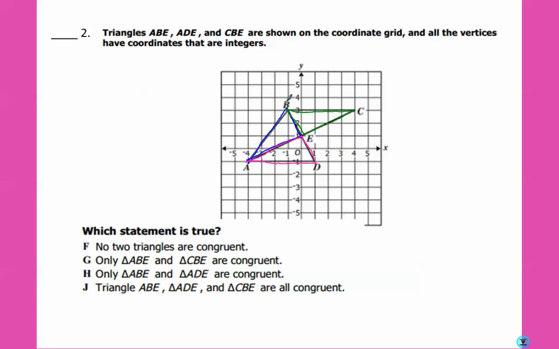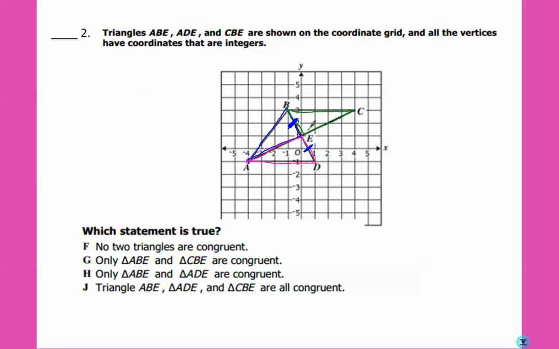So ABE and CBE share this side. So we know that they have this side congruent. That side, if we count, goes 1, 2, and then over 1. If this side does the same thing, then we know that those are congruent. So 1, 2, over 1. So all three triangles have one side that's congruent. So that's good.